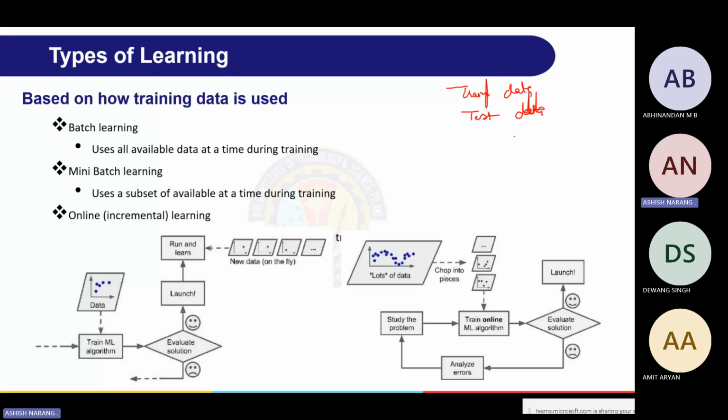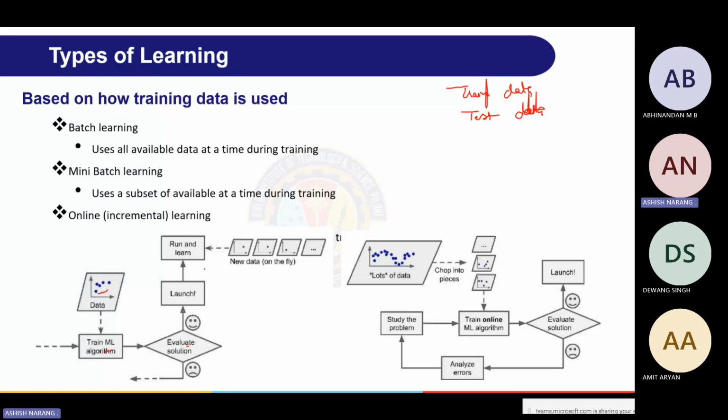Look at these diagrams also. You have some data. Using that data, you train an ML algorithm and evaluate a solution. If you are not satisfied with that, you come back and retrain it or do some tweaks to it. Otherwise, you launch it. And then there is new data, and you can learn on the fly from the new data.